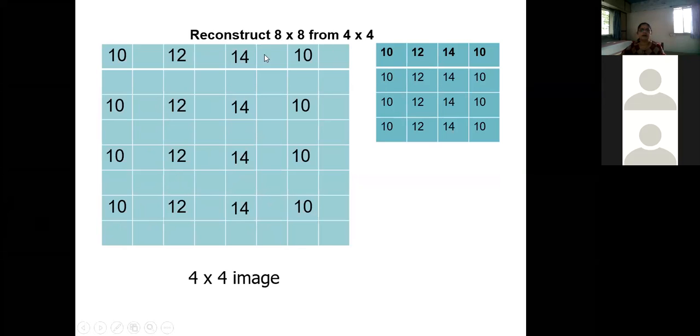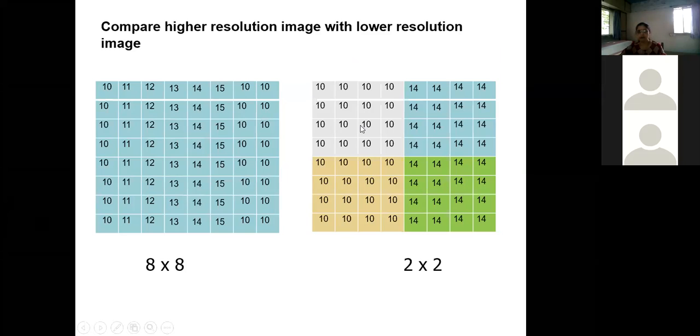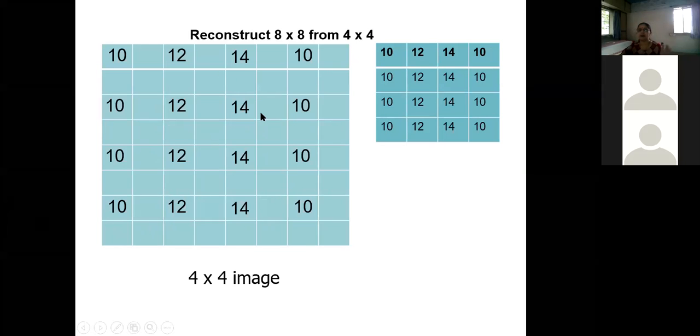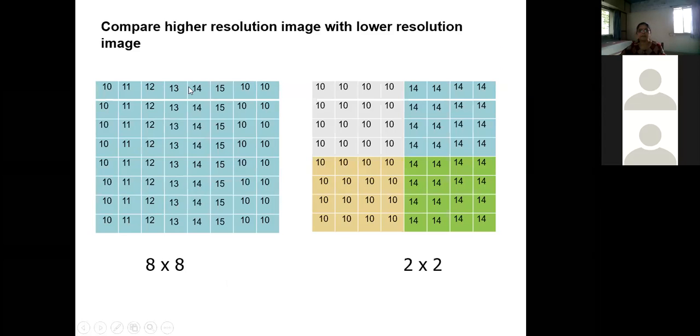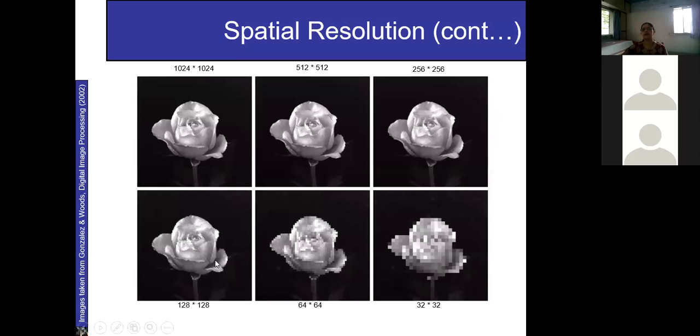So similarly, you can say if your resolution is 4 by 4, you can reconstruct the original size by replicating these samples. Now from 4 by 4, if you have to convert it to 8 by 8, you need to replicate this number 10 at 4 locations. Okay. So as compared to a 2 by 2 image, a 4 by 4 resolution image is better in quality, but as compared to 8 by 8 resolution, it is of course less in quality. Okay. So the same thing is displayed here.